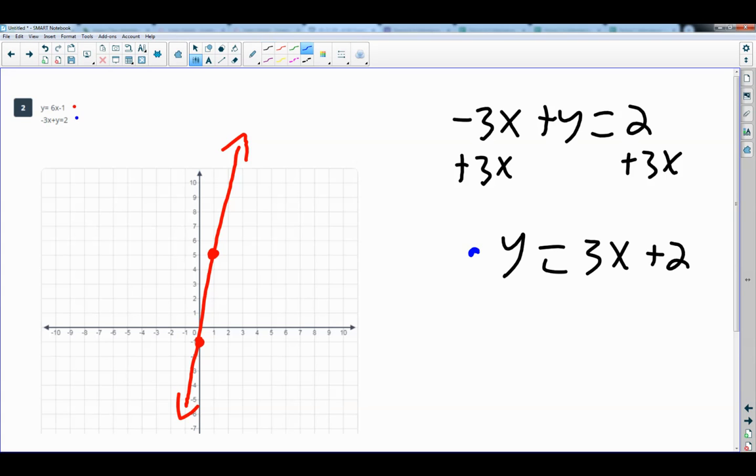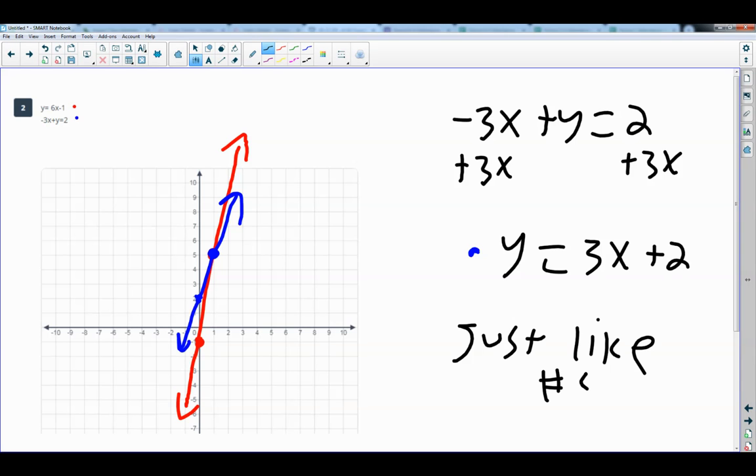So we start at 2. Here we go up 3 over 1. And there is my line, and that's where they intersect. Okay, so you get a big old dot on 2 and a big old dot right on 1, 5. And this one is going to be just like number 5. Whether you want to pause the video here, jump ahead to number 5, however you want to do it. This is number 2.